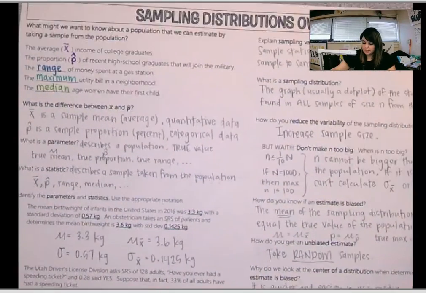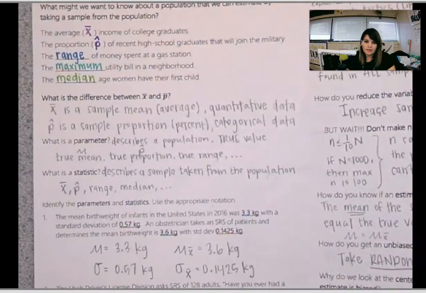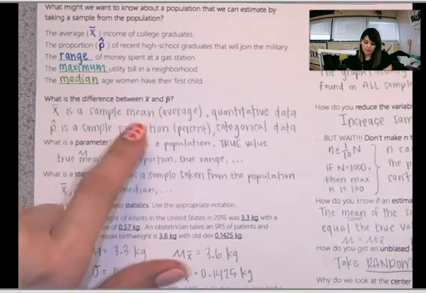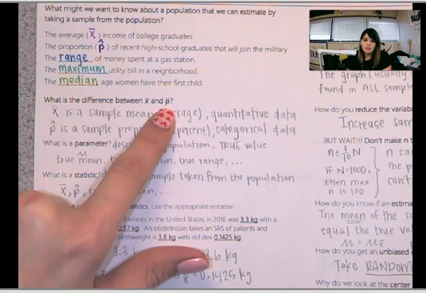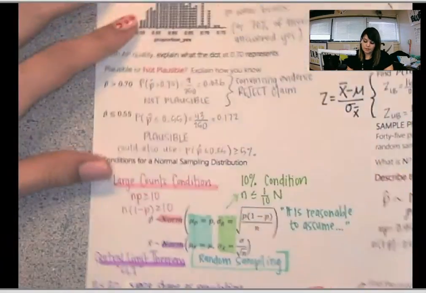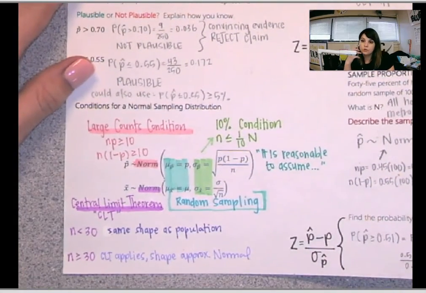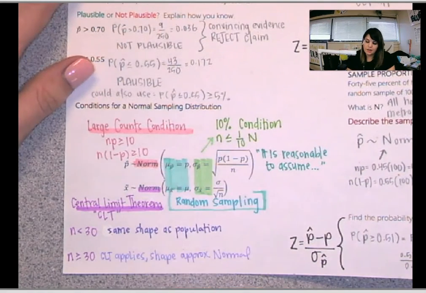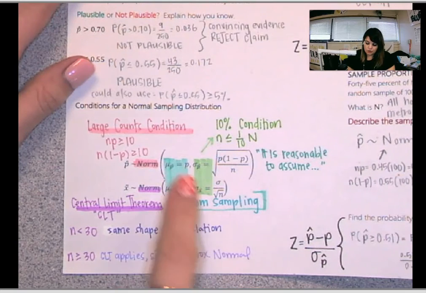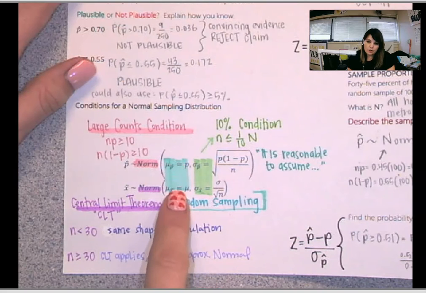There's a couple of things that I want to highlight. The first thing is, it's important that you guys understand the difference between X bar and P hat. The reason that that is important is because when we go to this other side of our paper, the conditions that you check for each are different.